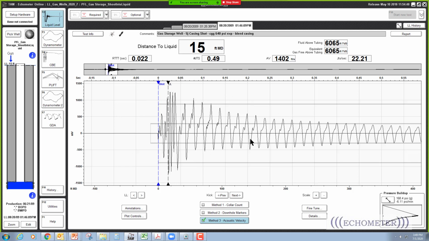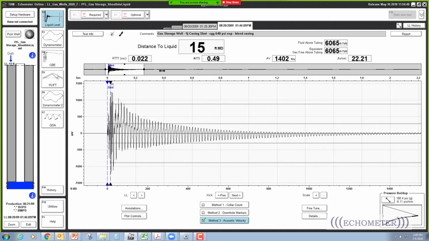So we learned a lot. Ken and I learned a lot on this well. It's a very interesting well. We've seen this all over. This is easy to misinterpret.